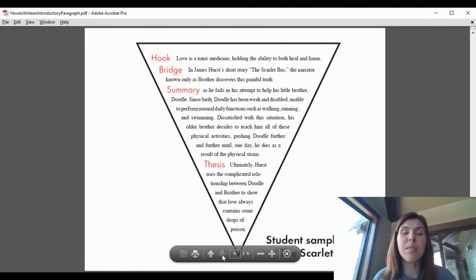So there's a great example of an introductory paragraph, and I will put up some other examples of argument essay introductory paragraphs. Get going on those.